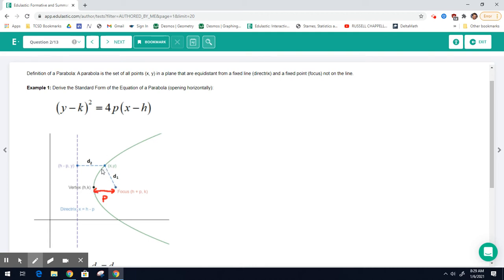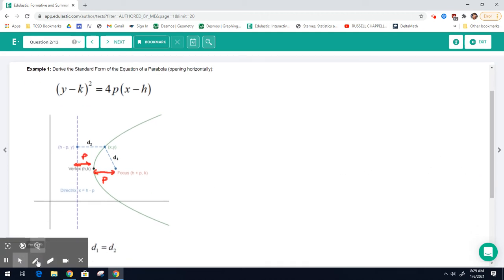The second distance is that point to what's called the directrix. The directrix is a line the same distance away from the vertex as the focus is. So from this vertex to this line is also p. So you can see that the equation of the directrix is x equals h minus p. It's the x coordinate of the vertex minus that distance p, because it's to the left of it, behind it. Okay. What we need to do is we need to solve this problem right here.